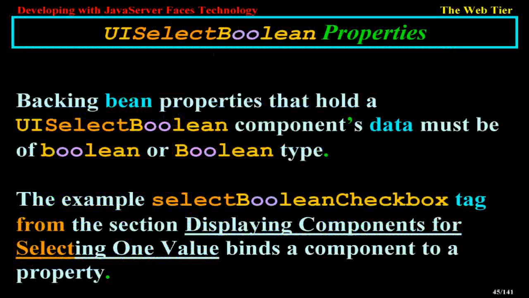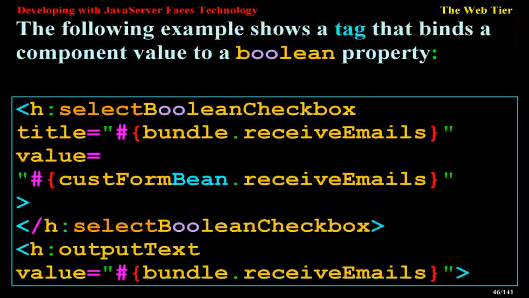Select Boolean properties. Backing bean properties that hold selectBoolean components' data must be of boolean or Boolean type. The example selectBooleanCheckbox tag from the section Displaying Components for Selecting One Value binds a component to a property. The following example shows a tag that binds a component value to a Boolean property. selectBooleanCheckbox title="#{bundle.receiveEmails}" value="#{custFormBean.receiveEmails}".